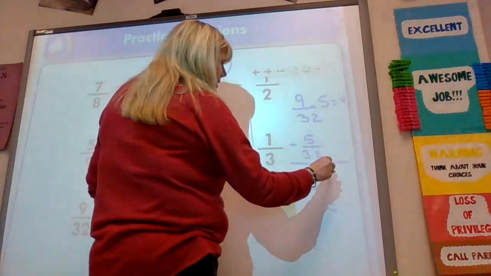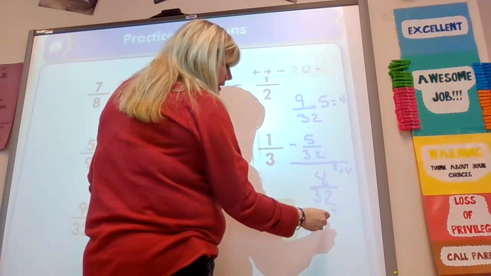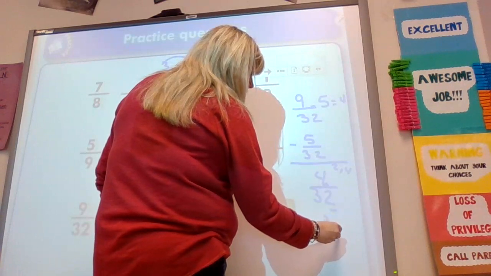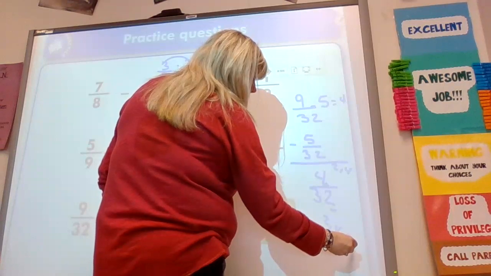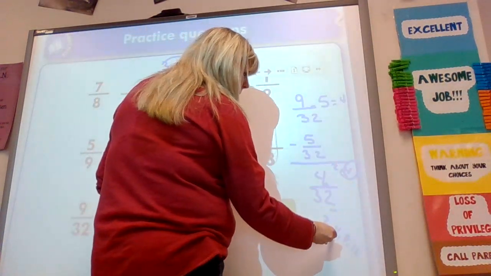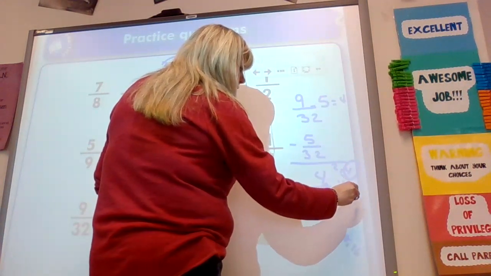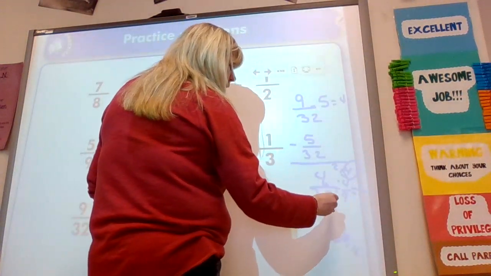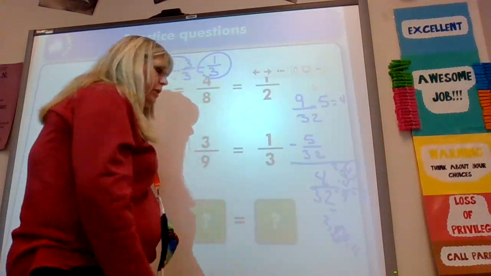Let's think about my multiples. The multiples of 4 are 2 and 4. The multiples of 32, and there are a lot of them, 2, 4, 8, and 16. There may be more, but the one that they share in common is 4. So I'm going to divide by 4. What I do to the numerator, I do to the denominator. 4 goes into 4 one time. 4 goes into 32 8 times. So it should be reduced down to 1/8.